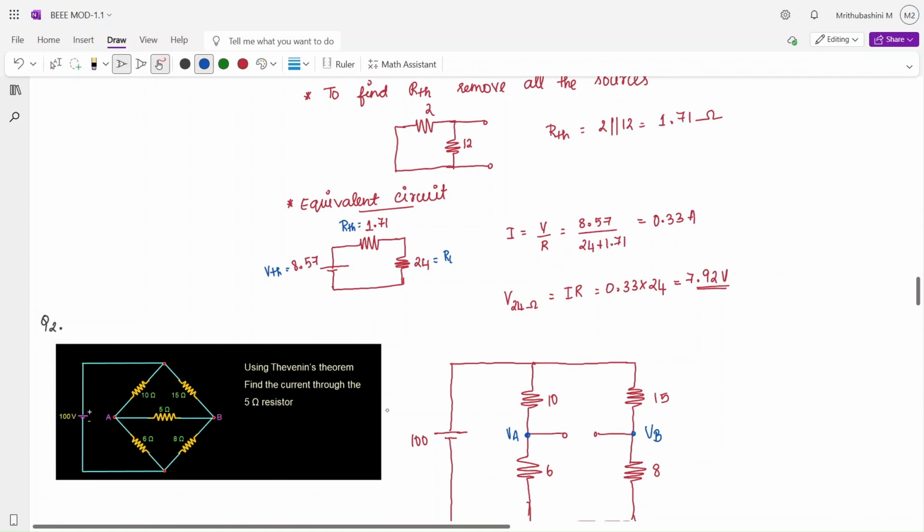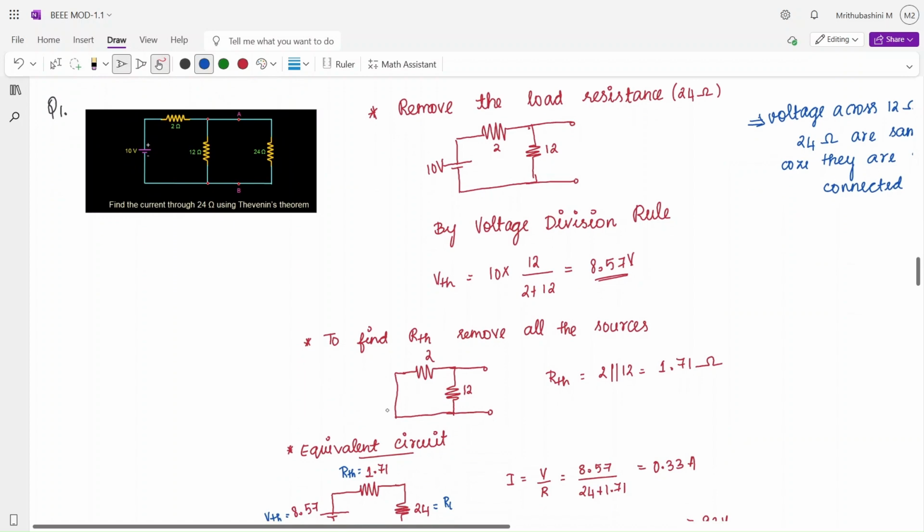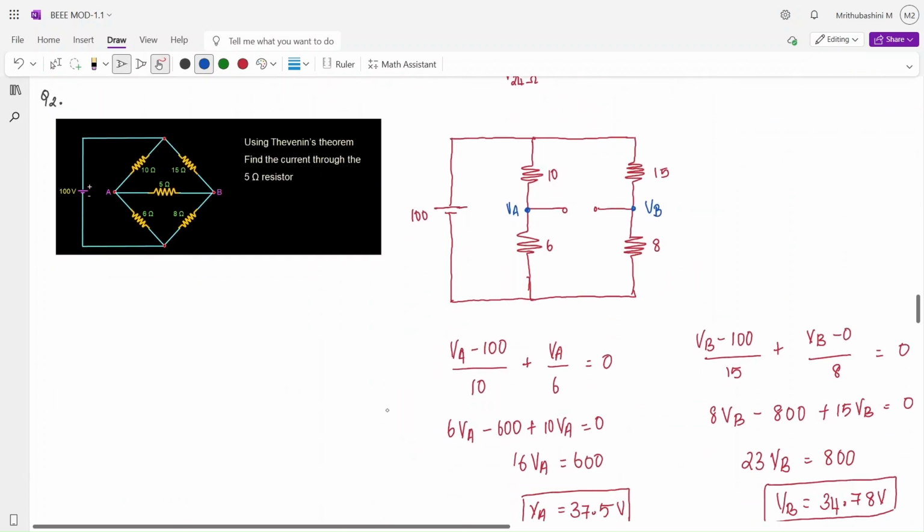Alright, I hope this question is clear. It's a very simple question. I just gave this question to understand the concept. Alright, they'll not ask such simple questions in the exam. Next, coming on to this question.